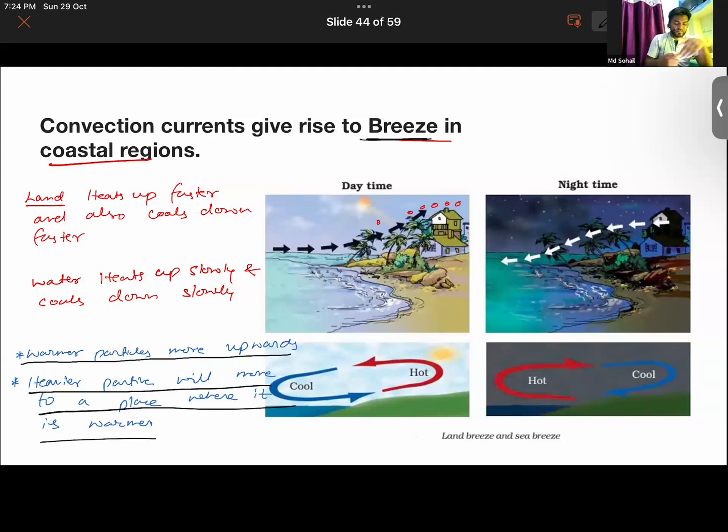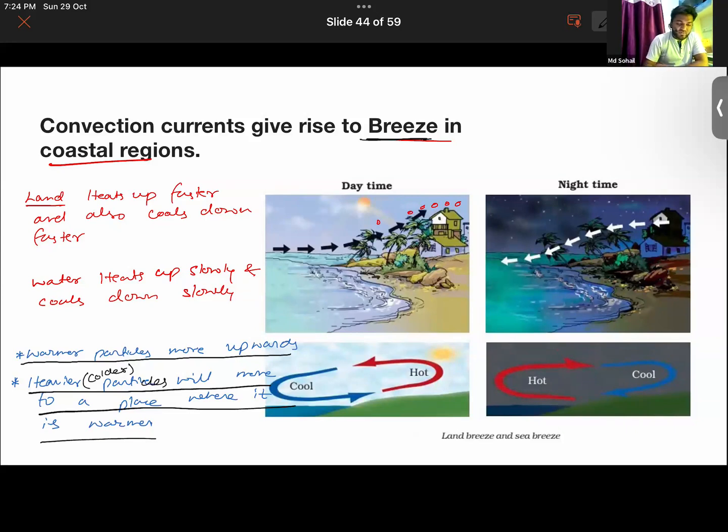Okay, now. Or you can also put a bracket over here and write colder particles also. Okay, back to our discussion.